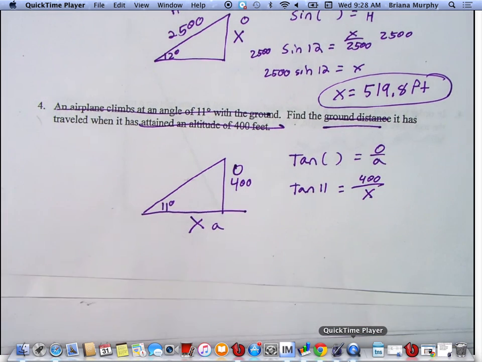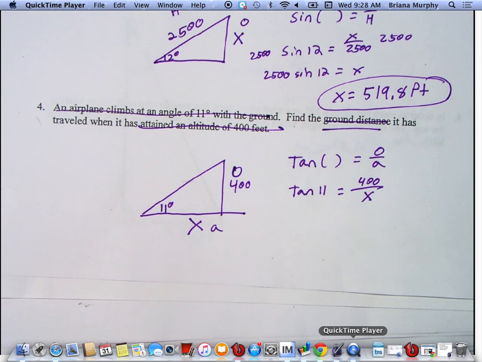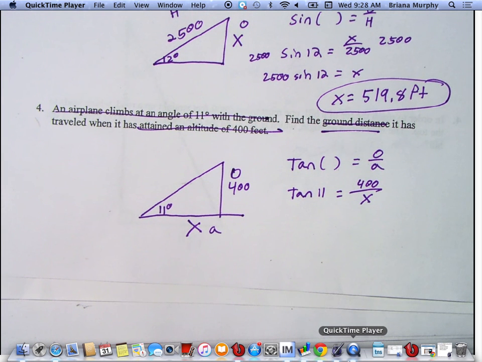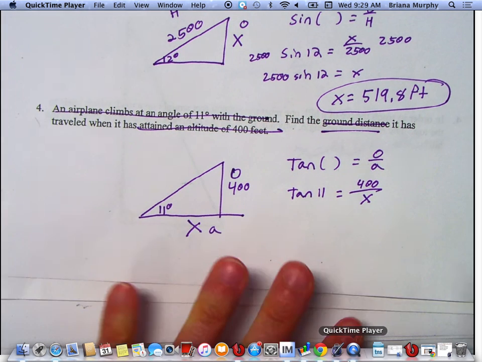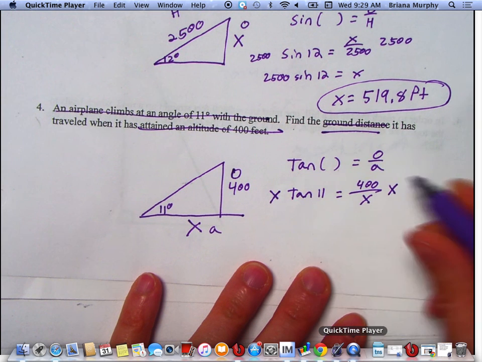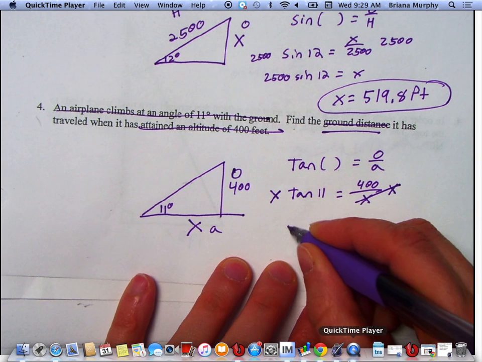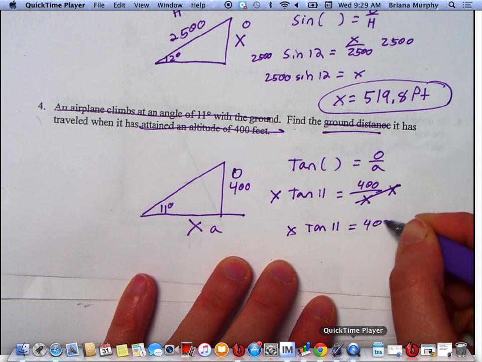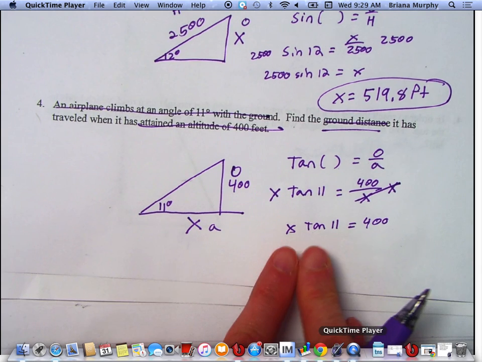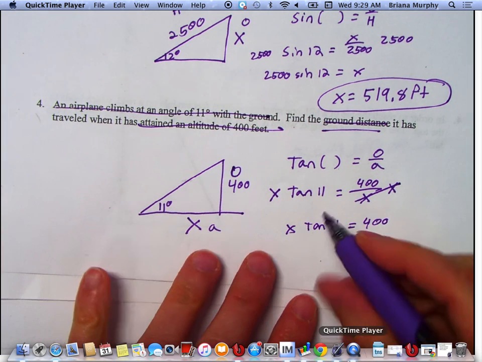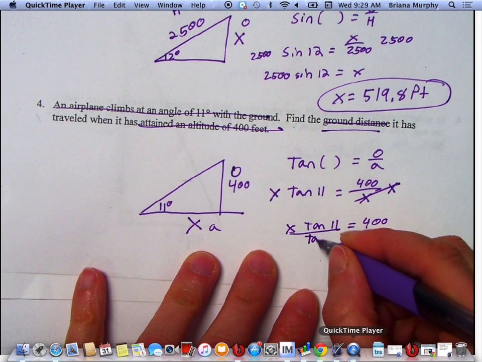What's on the bottom of that fraction? What's on the bottom of my fraction? So can I just multiply 400 on both sides? No. So I have to multiply x on both sides. This just means an extra step. X tan of 11 equals 400. X and tan are being multiplied together. The opposite of multiplication is division. So I divide by tan 11.